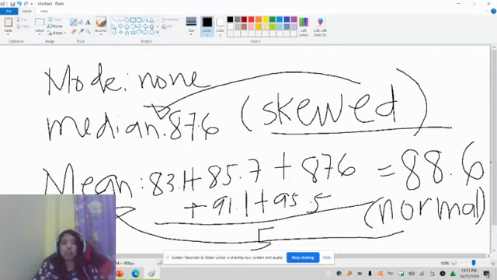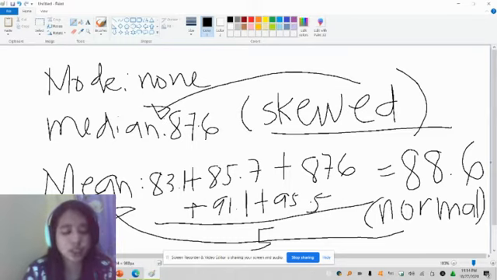So we cannot yet decide whether we will use mean or median because we need to determine first the shape of the distribution. As mentioned, if we found out that it is normally distributed, then we will use mean. But if it is not normal, then we are going to use median. And how will we determine if our data is normal or skewed? One way is to use a histogram.